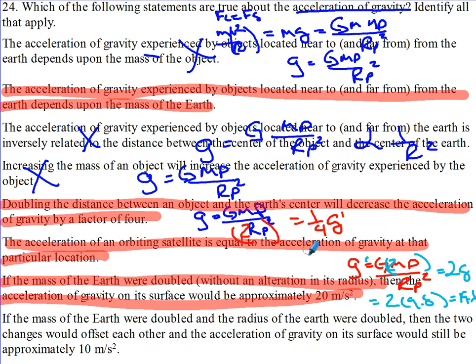If the mass of the planet were doubled and the radius of the Earth were doubled, then the two would offset each other and the acceleration of gravity would still be about 10 meters per second squared. Okay, this one's not true. Let's see why. Let's go back. g is G, mass of the planet, divided by the radius of the planet squared. Now, if the mass is doubled, so it's twice the mass, and the radius is doubled, this would be 2 divided by 4 times g, or about half g. So this one's not correct. Don't you just love multiple choice questions? You got to.